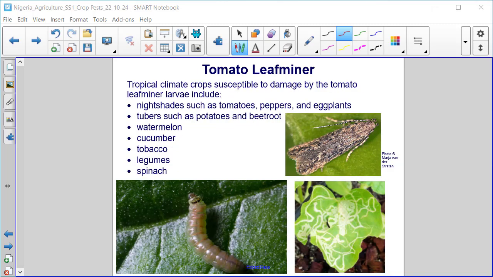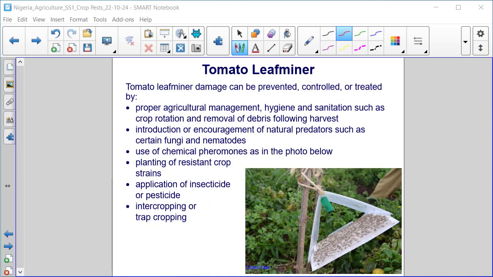Tropical climate crops susceptible to damage by the tomato leaf miner larvae include nightshades, such as tomatoes, peppers, and eggplants, tubers, such as potatoes and beetroot, watermelon, cucumber, tobaccos, legumes, and spinach.